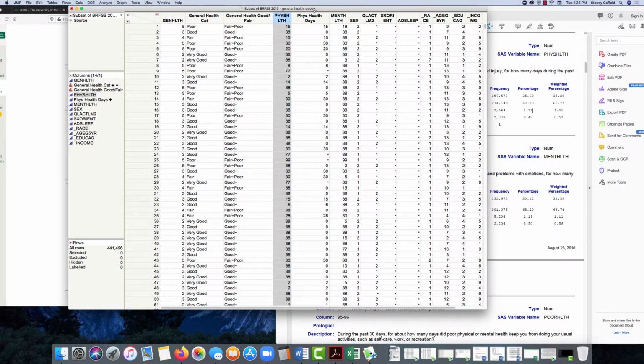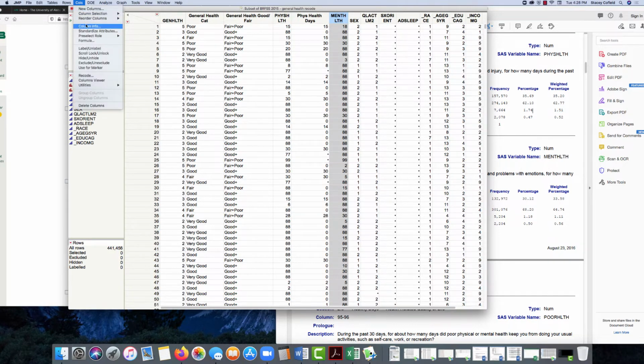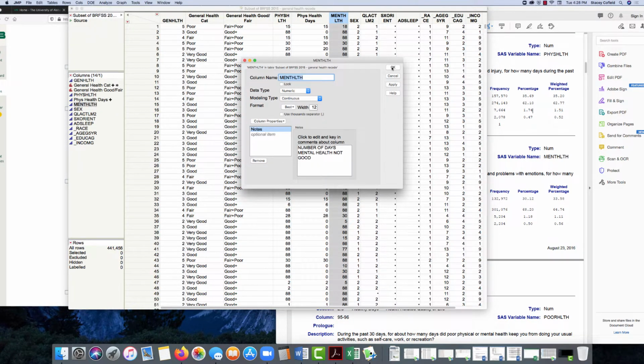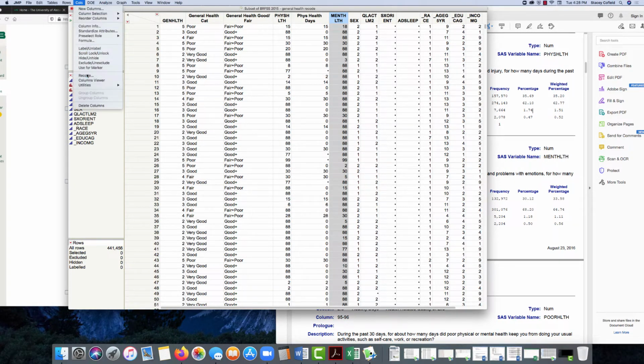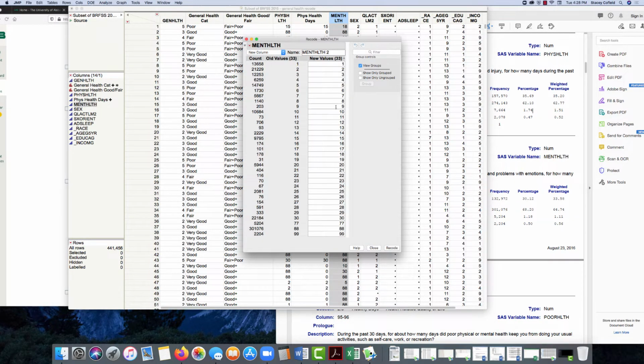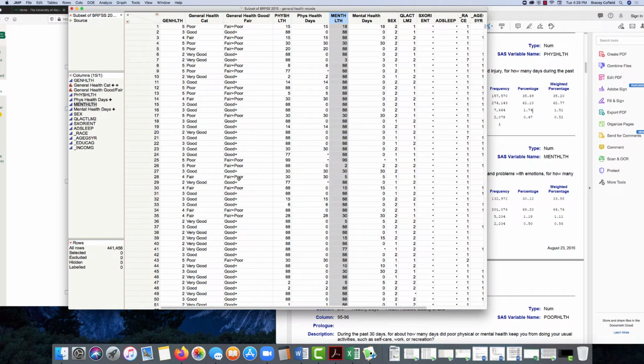So you can see that here. Same thing for mental health. Columns, column info, columns and recode. And we don't have any already missing here, so we simply need to do the 88s as 0. My 77s as a dot. My 99s as a dot. Save this as a formula column. Mental health days. And press recode. And these are both numeric values here again.